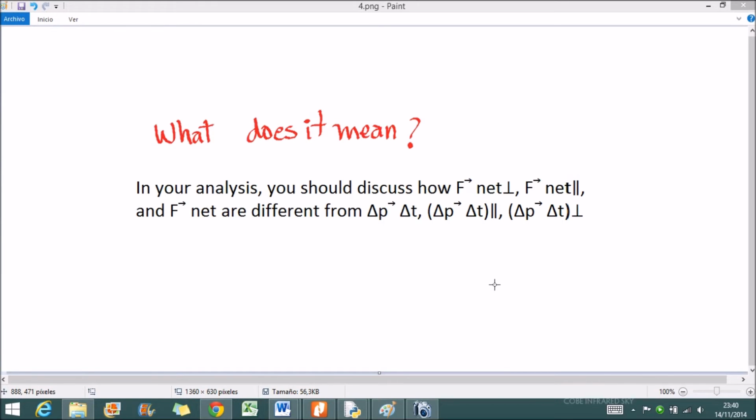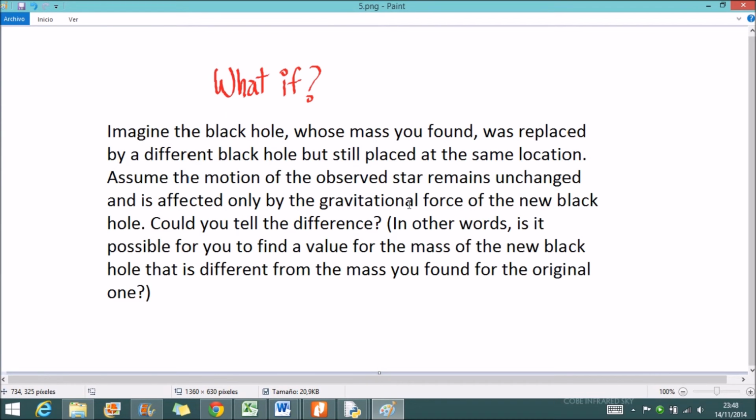The component of the net force that is parallel to the momentum makes the momentum increase or decrease, and at a turning point it makes the direction reverse, but it cannot make the momentum turn to the left or the right. What if question?